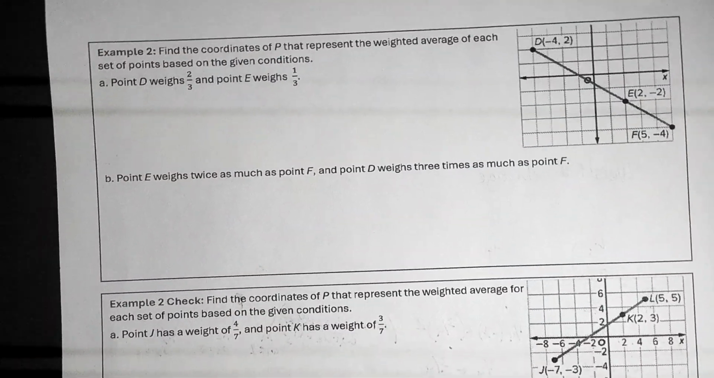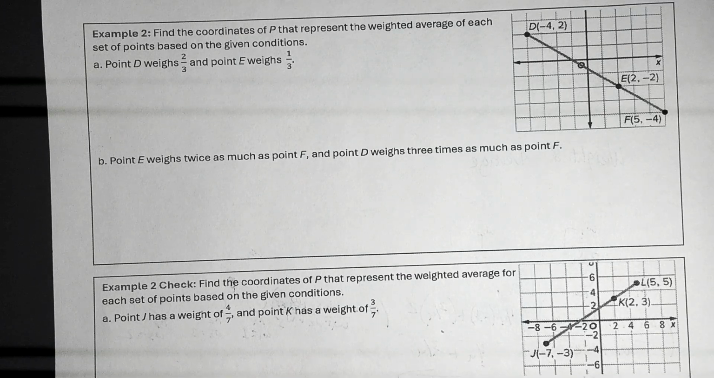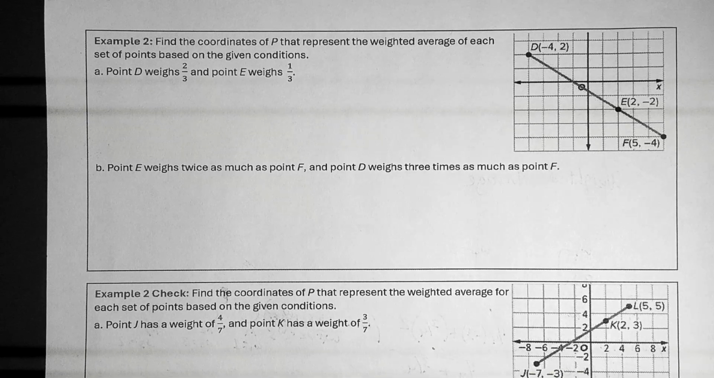All right, we're going to flip over. I'm going to show you one practice on the coordinate plane, example 2. So flip the page. I'm going to do A and B on the top. You guys are going to do example 2 check A and B, and we'll finish off with the summary real quick. So example 2, top of the flip side of the page, find the coordinates of P. They represent the weighted average of each set of points based on given conditions. Okay, given conditions are going to be the weights.